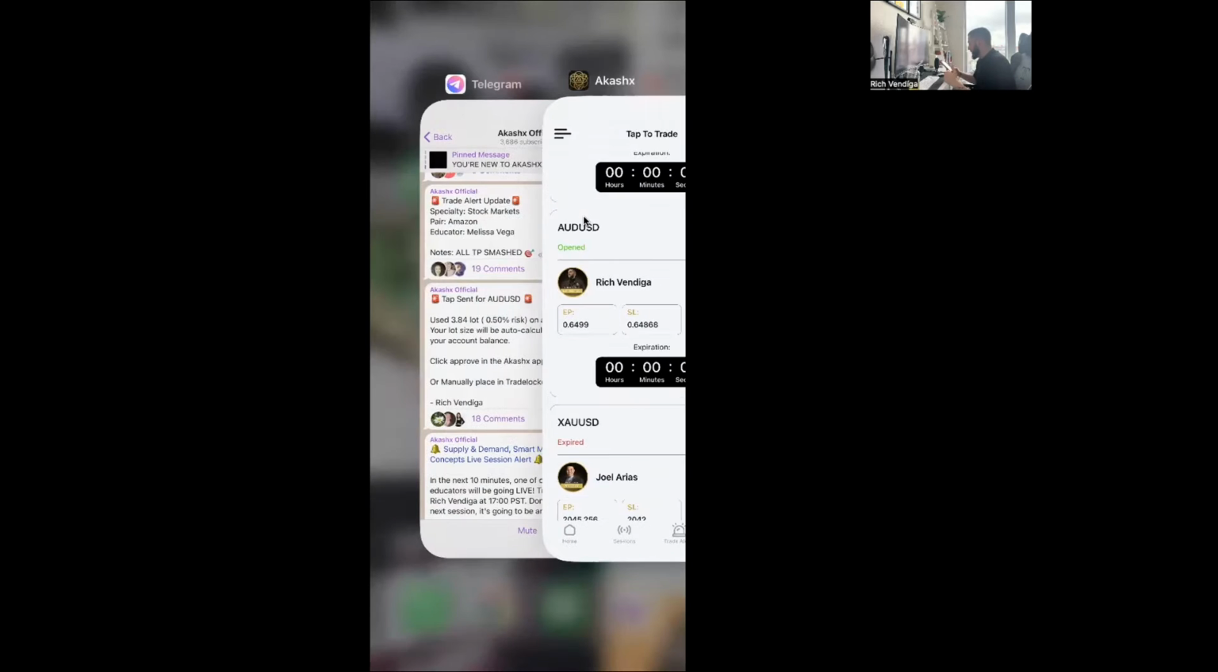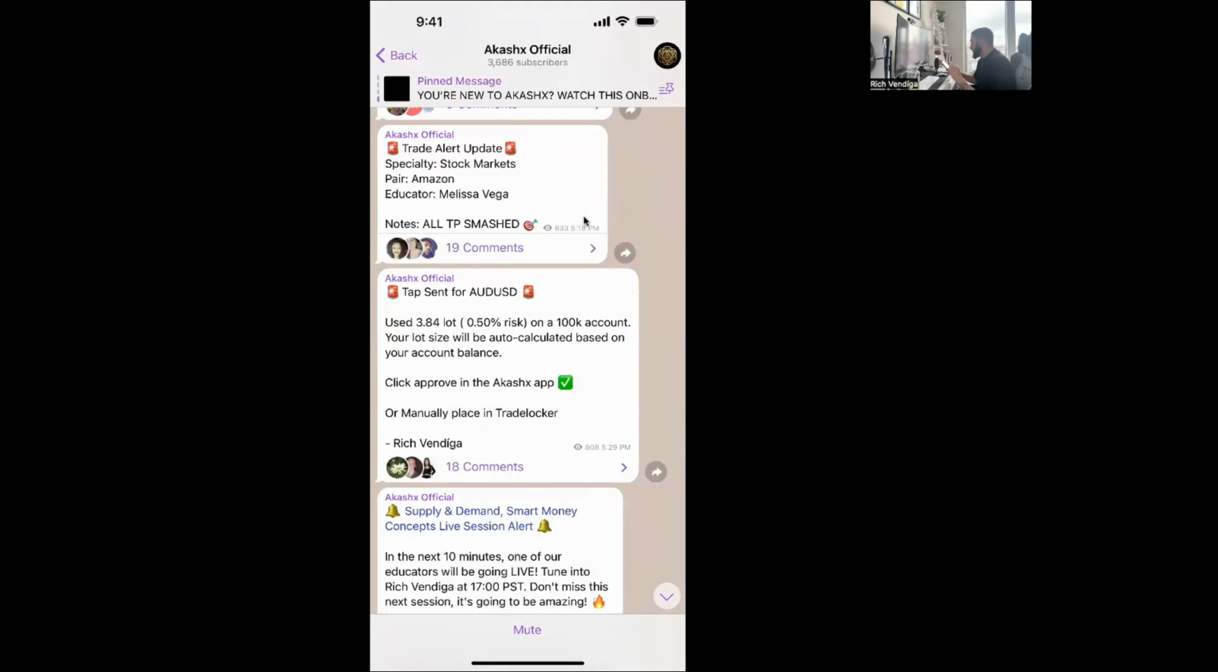We're going to jump over to Telegram. And on here, we have the AkashX official Telegram where we send out multiple notifications for different things going on within AkashX. Whenever I send out a tap to trade, we go ahead and let you know on this AkashX official Telegram that it has been sent out so that you can go and approve that trade to be taken for you. We used a 3.84 lot on this trade, which is 0.5% risk on a 100K account. What's awesome is that your lot size will be auto calculated based on your account balance to risk 0.5% as well. And so boom, we sent that out.